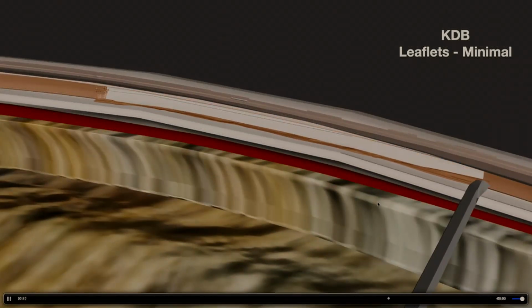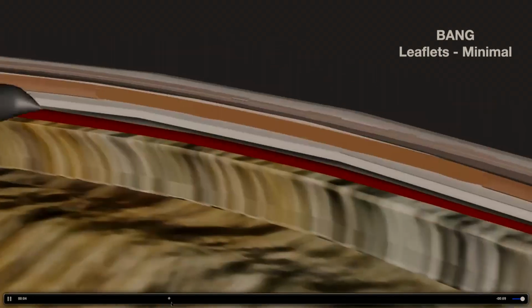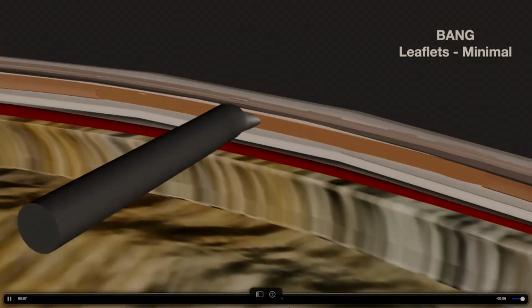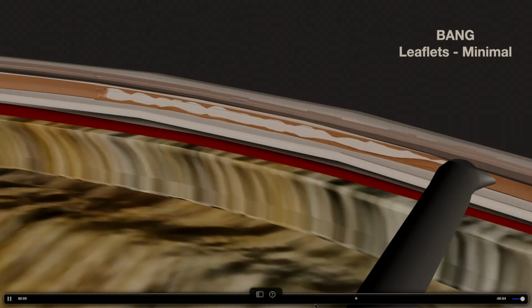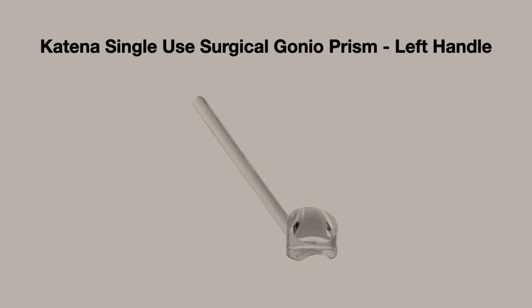This is again an animation video made by me, where in bang there are always leaflets that are possibly remnant. You can see that in the bang scenario there will always be some amount of leaflets, which may serve as a precursor for future PAS formation or even trabecular sclerosis.